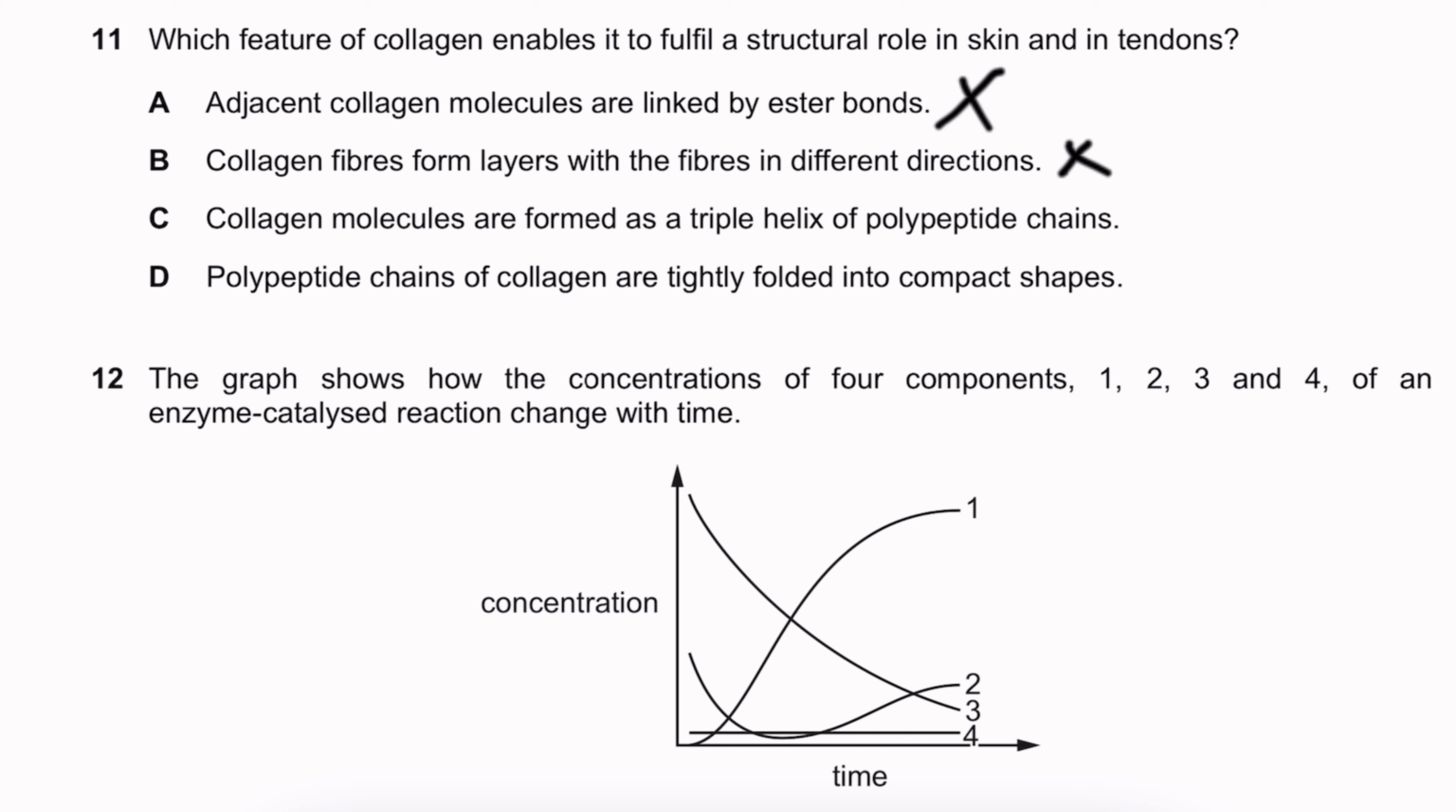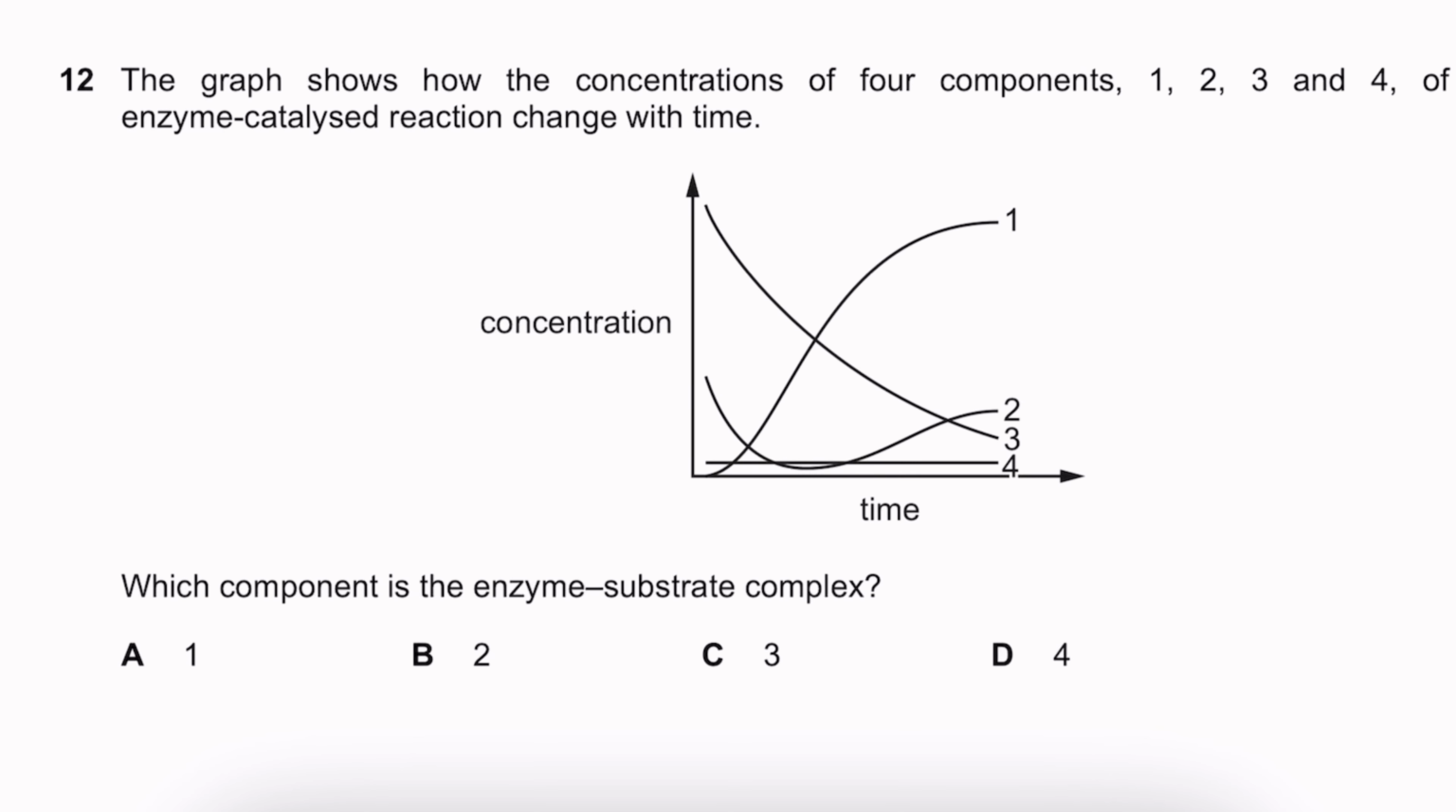We do not say that for something else. So that's letter C. Okay, number 12, the graph shows how the concentration of 4 components, 1, 2, 3, and 4, of an enzyme catalyzed reaction change with time.